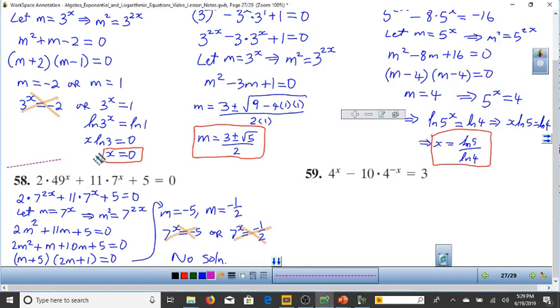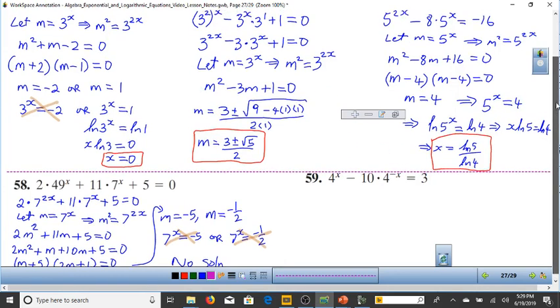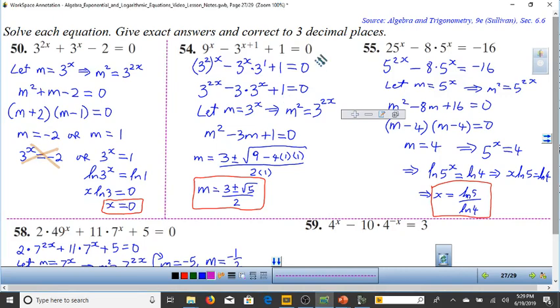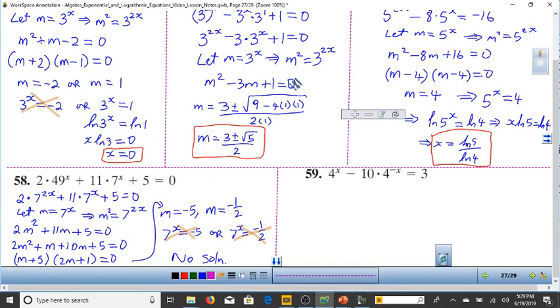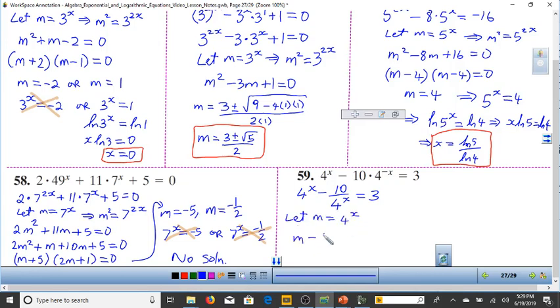All right, the last one on this page. Let's see how we can approach this one here. With this one, we see that both of them have a 4 to the x. So we can rewrite these as 4 to the x minus 10 over 4 to the x is equal to 3. And if I let m equal to 4 to the x, then I'll have m minus 10 over m is equal to 3. Multiply all sides by m, I get m squared minus 10 equal to 3m.